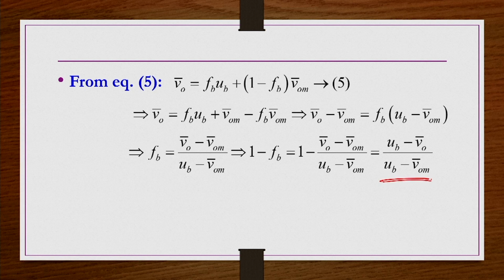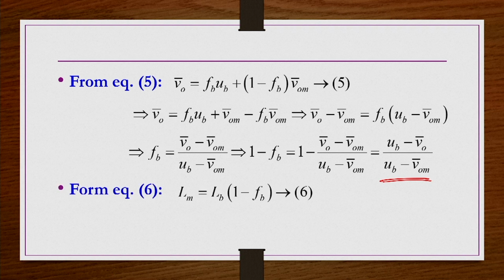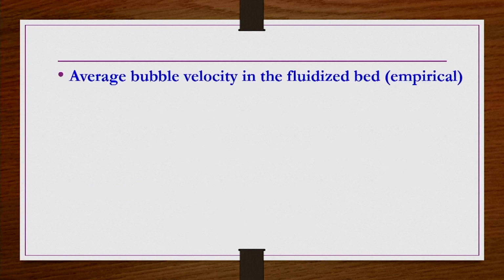Why are we writing 1 minus FB? Because if you want to know the height of the expanded bed under bubbling fluidization condition, that LE, you should know 1 minus FB, because LM is equal to LE into 1 minus FB. So, there in equation 6, LM is equal to LB into 1 minus FB. Here LB by LM you can write as UB minus Vom bar divided by UB minus V0 bar, and then this UB you need to know. As I mentioned, finding it from each and every experimental study is very difficult. So, there are already empirical correlations available like this: UB is approximately 0.7 square root of g dB.